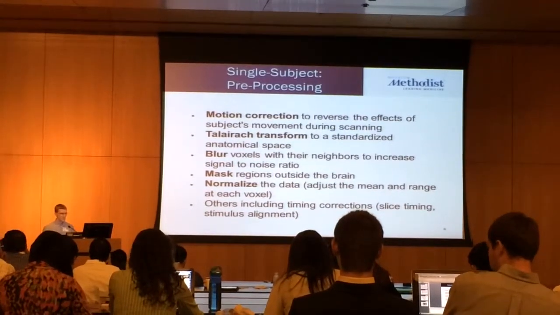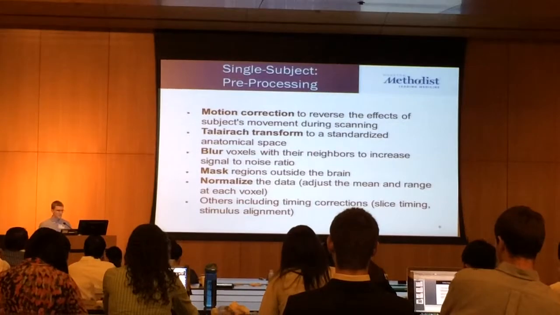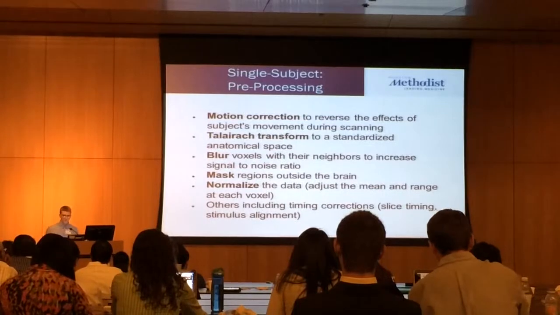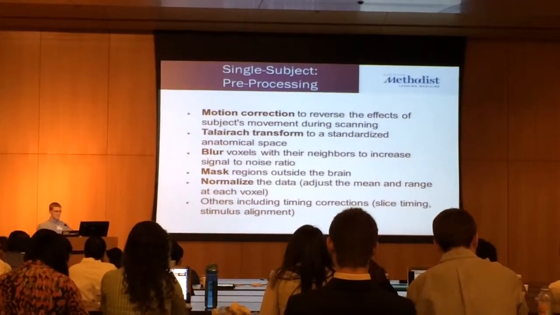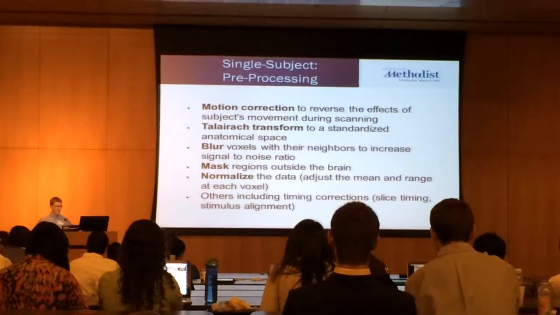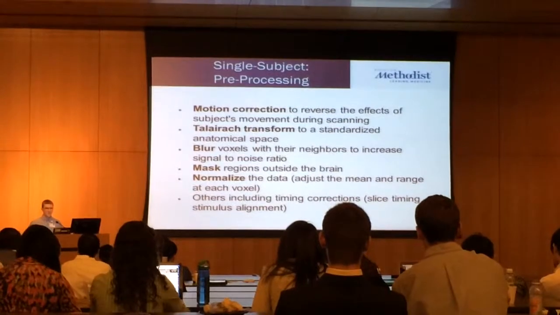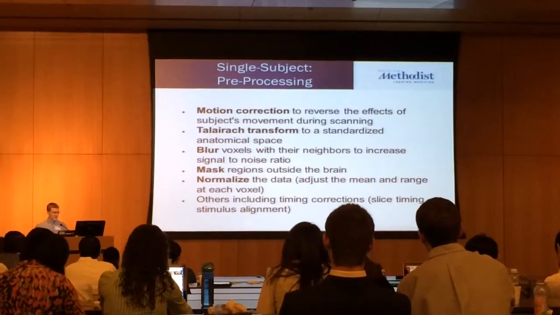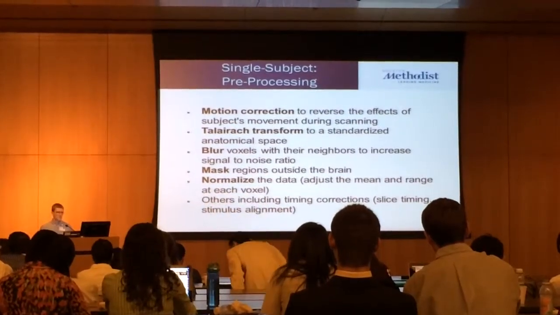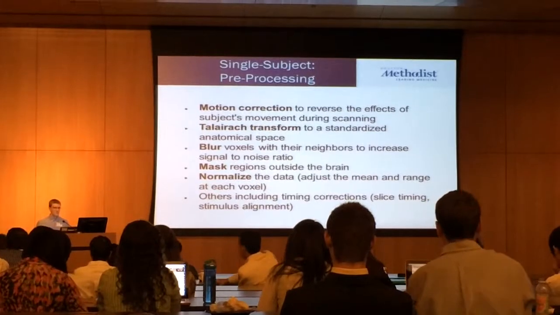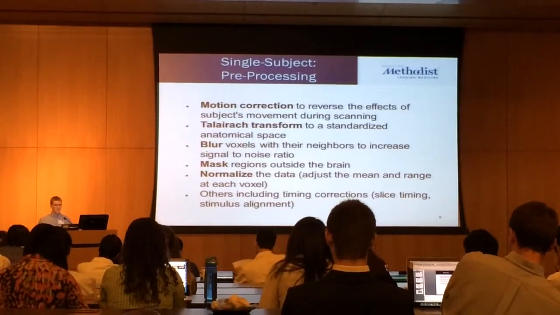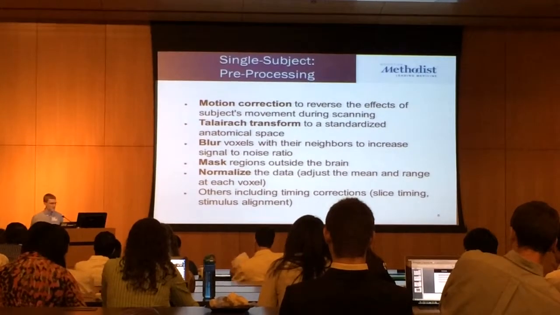So pre-processing at the single subject level consists of a number of different things: motion correction, transform, blur, mask, normalize. These basically are, like I mentioned, in order to align the data in time and space so that it can be analyzed correctly, minimizing error. The Talairach transform, for example, takes the patient's anatomy and transforms it into a standardized anatomy, which is documented, so you can have a better understanding of where in the brain you are looking.